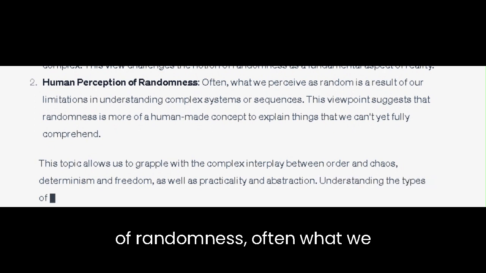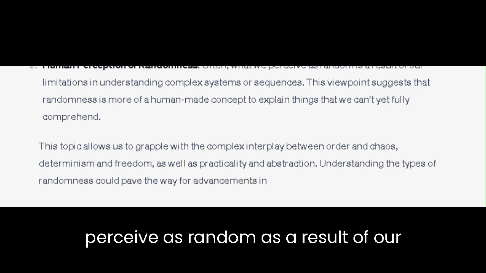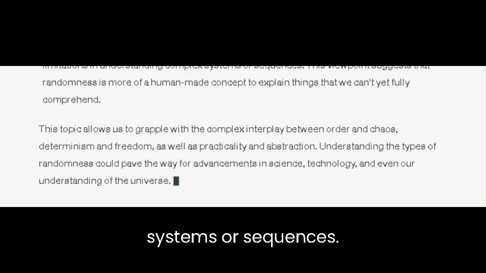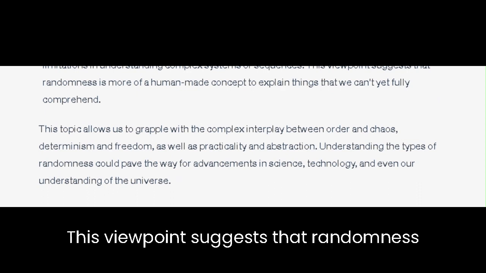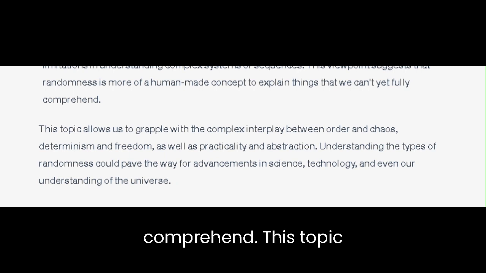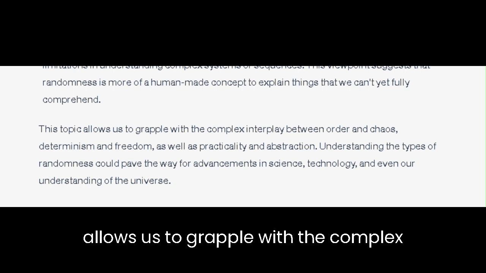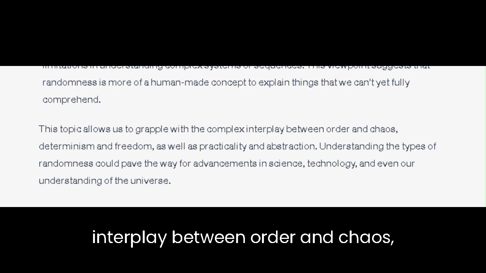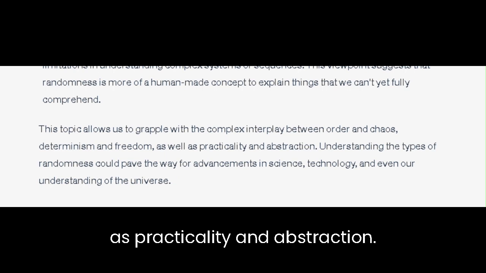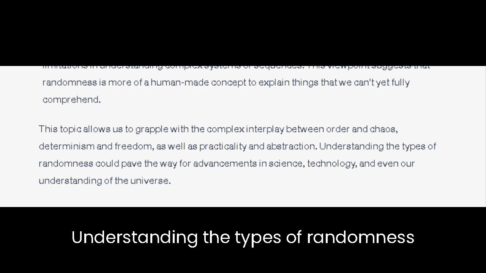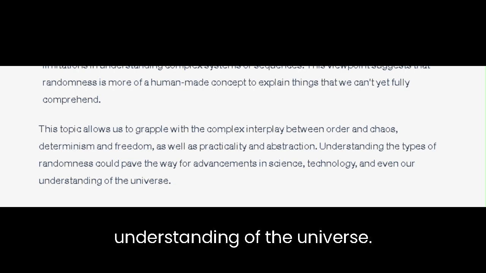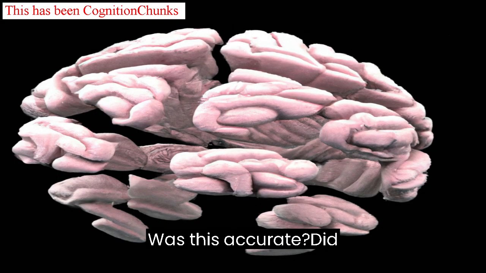Human perception of randomness. Often, what we perceive as random is a result of our limitations in understanding complex systems or sequences. This viewpoint suggests that randomness is more of a human-made concept to explain things that we can't yet fully comprehend. This topic allows us to grapple with the complex interplay between order and chaos, determinism and freedom, as well as practicality and abstraction. Understanding the types of randomness could pave the way for advancements in science, technology, and even our understanding of the universe. Was this accurate?